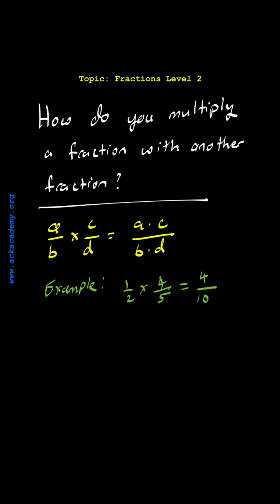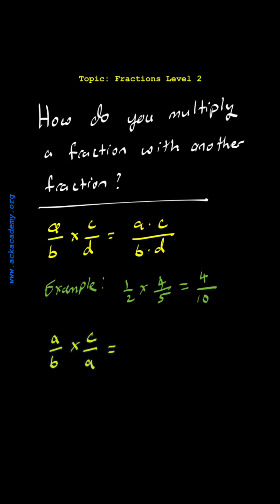Now a little pro tip here. What if I have something like this? A over B multiplied by C over A. Remember what I said earlier. These letters, when they're different, they represent different numbers. However, you can see that this A and this A are the same. That means whatever this number may be, it'll be the same number over here.